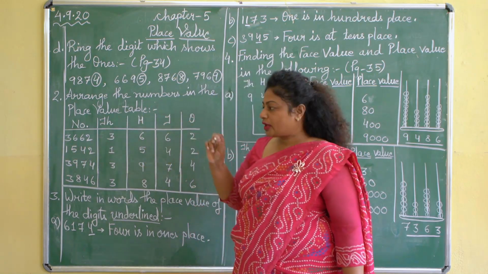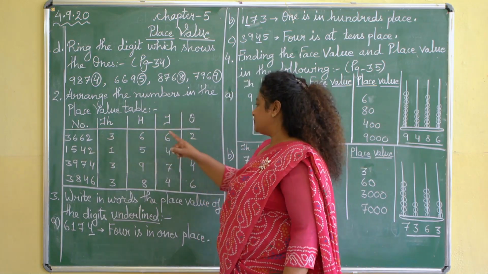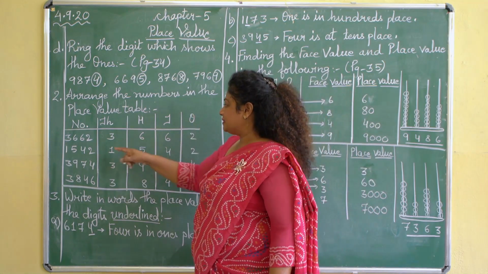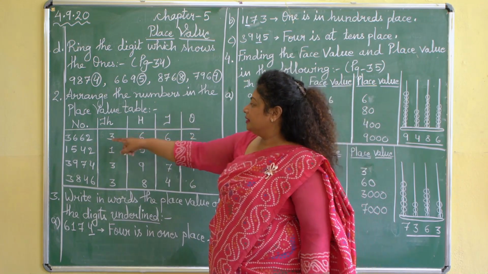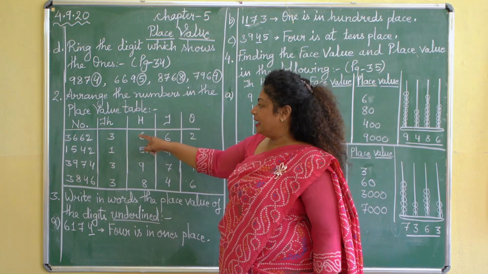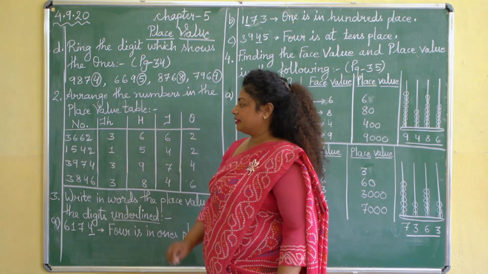3662. Because 2 is at ones place, we will write 2 below here, ones place. 6 is at tens place, we'll write over here. 6 is again at hundreds place, we'll write over here. And 3 is at thousands place, we'll write below 1000.